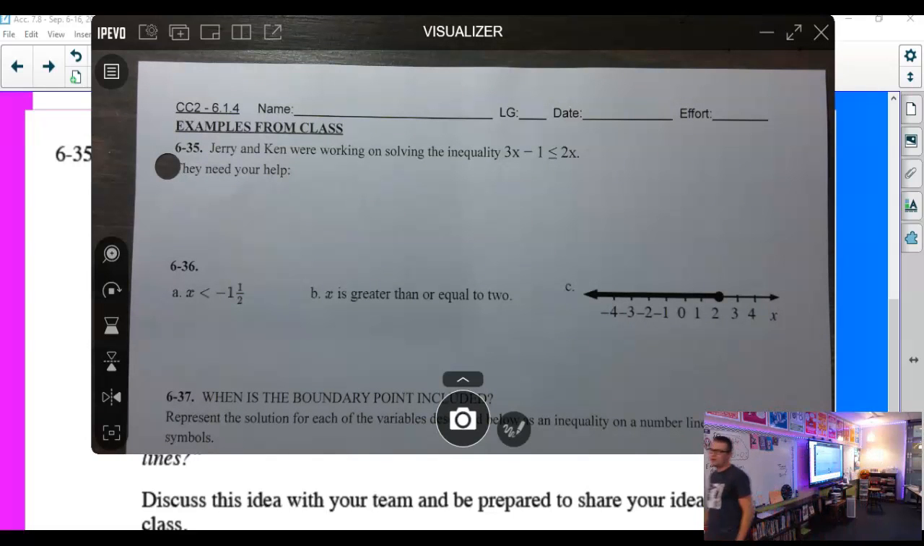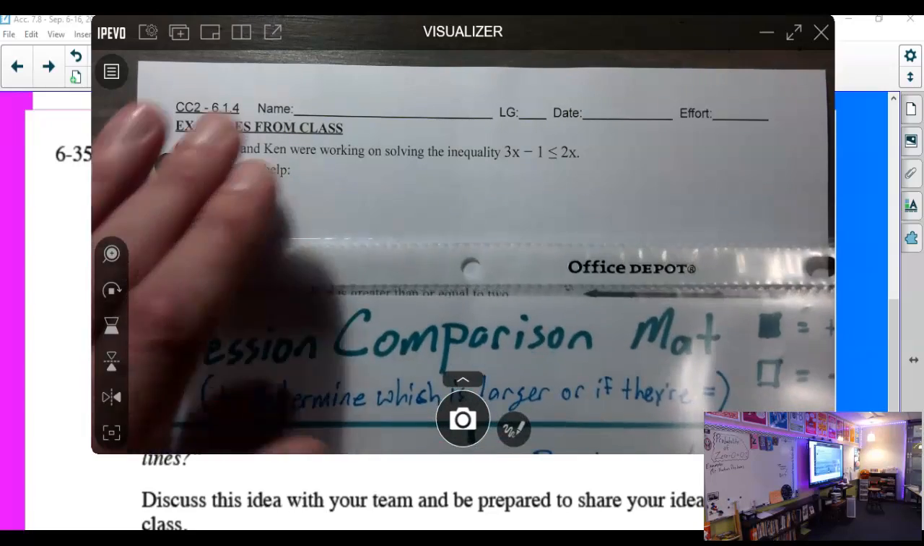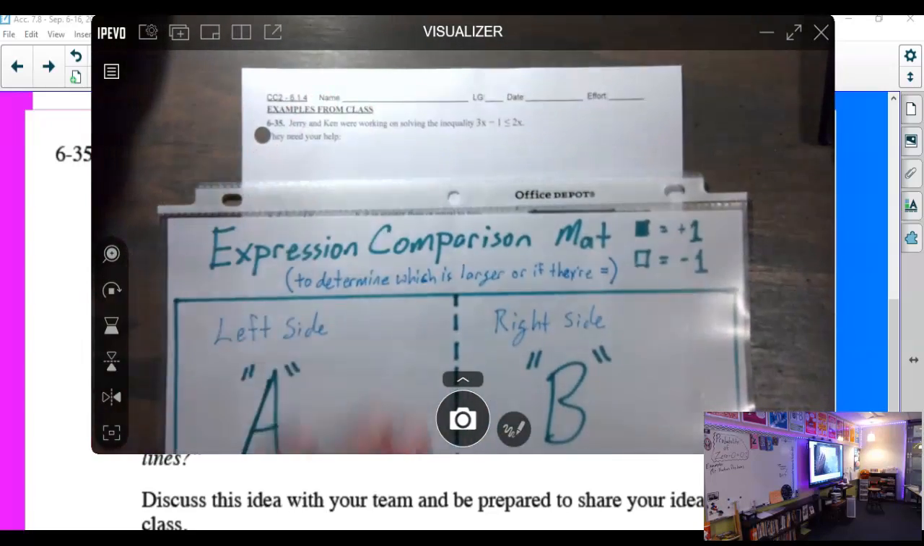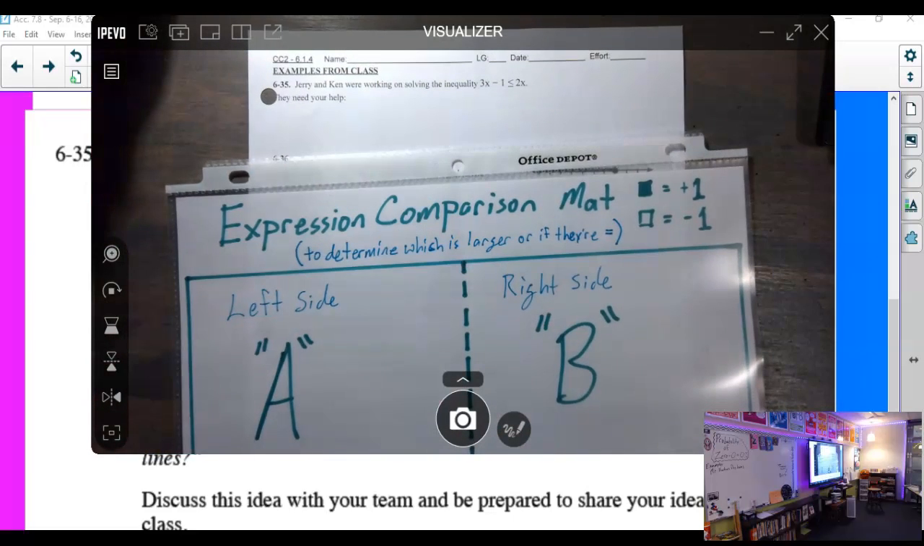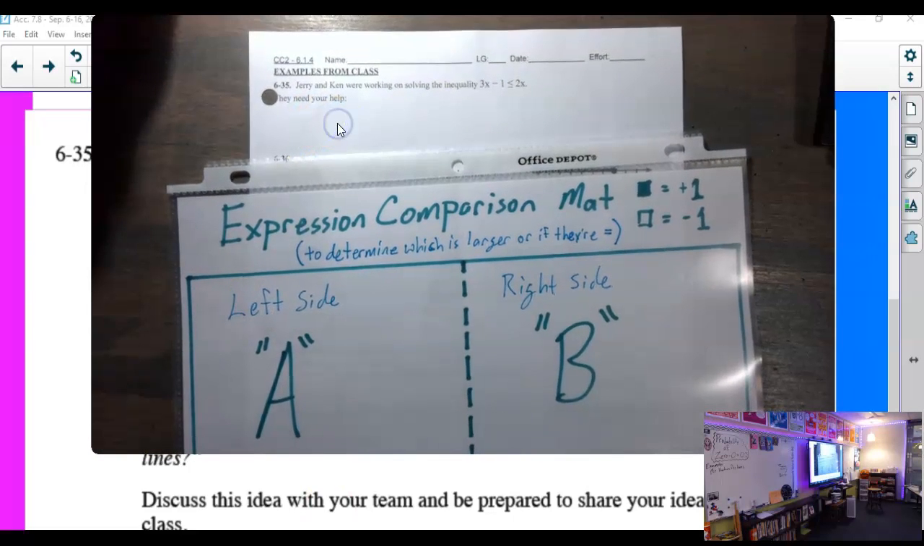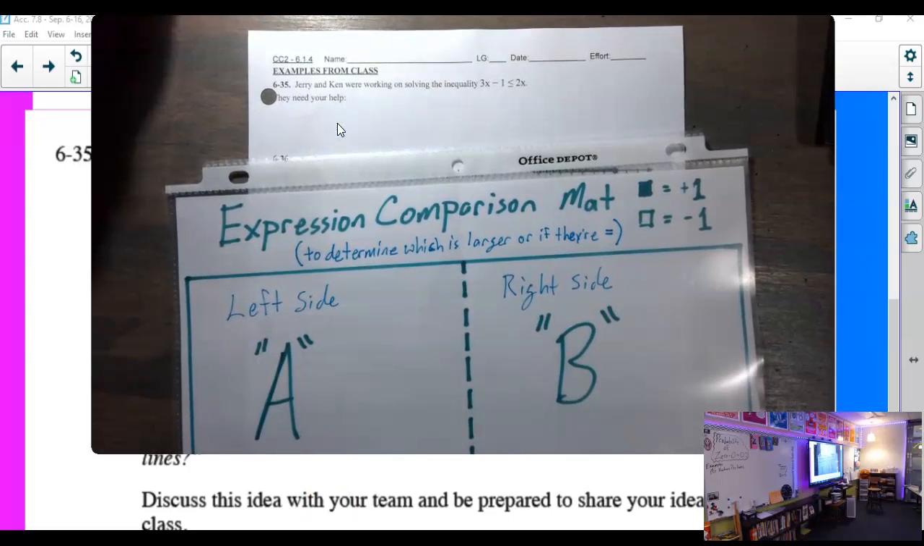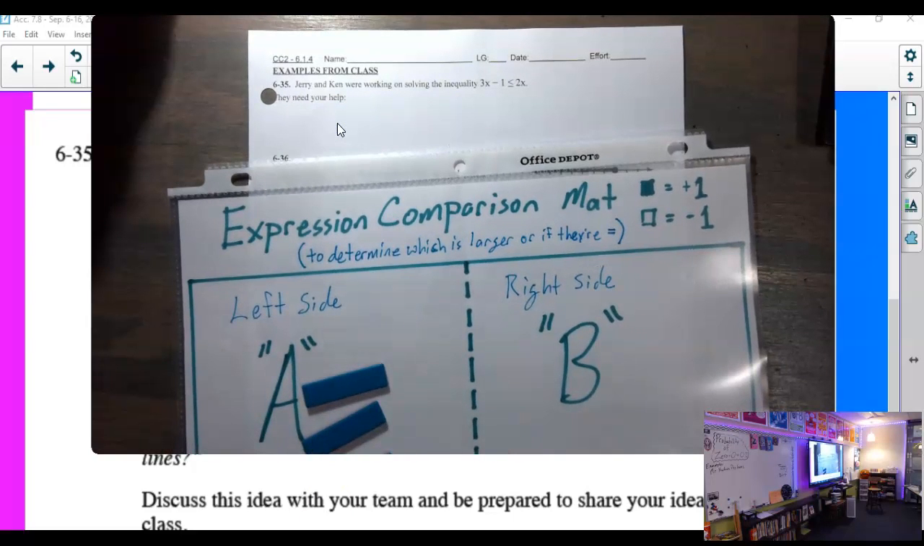If you think it would be helpful for me to lay some up here, I can lay some out to represent what we have. It's Friday, I kind of wanted to avoid getting out too much stuff. 3x and a negative 1, 2x.